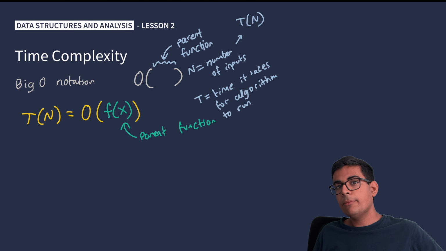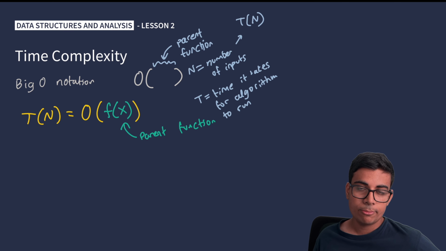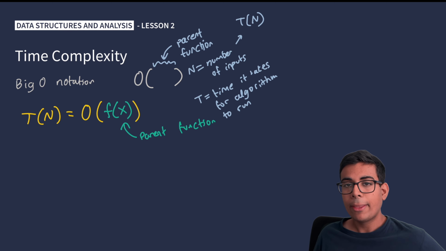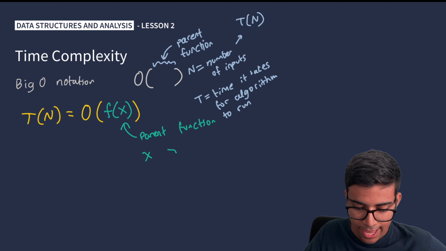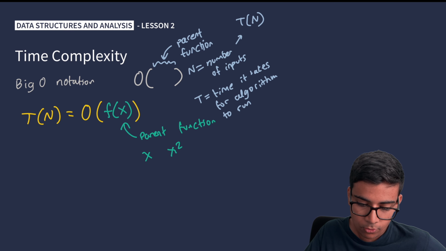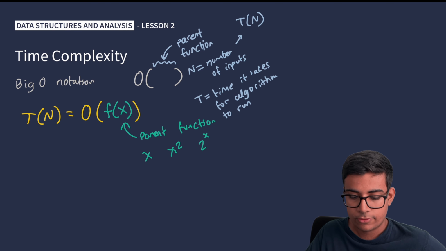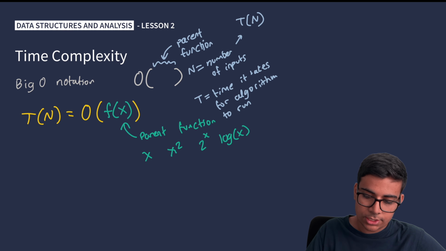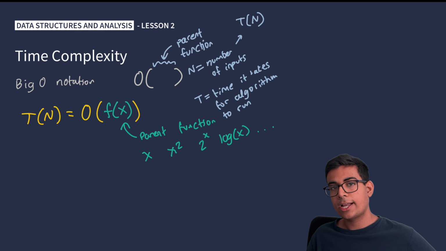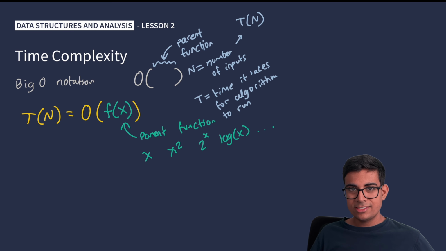If you remember from either an algebra class or maybe even pre-calculus or higher, a parent function consists of something like x, or x squared, or 2 to the x, or log x. These are all examples of parent functions. They are the base functions that represent the relationship between two variables.